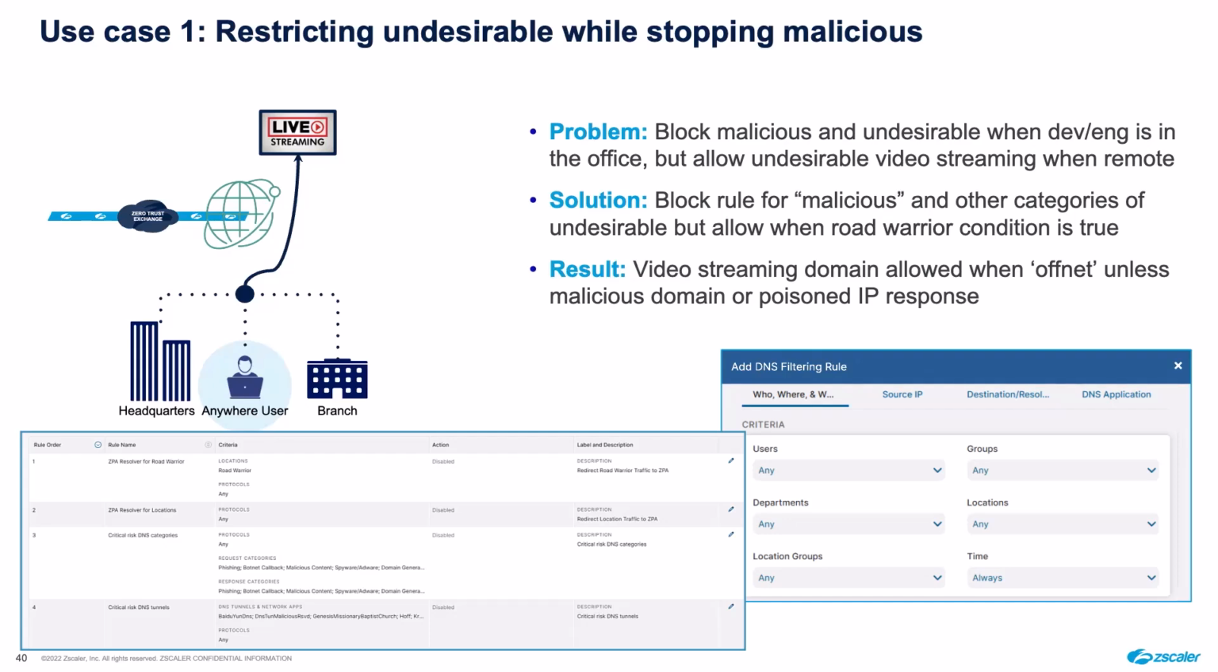But when they come from home, which is Road Warrior as a location, video streaming is allowed. So leveraging DNS as a filtering capability, or a first line of defense, to define an access policy is one of the most commonly deployed policies on the Zscaler platform by customers.